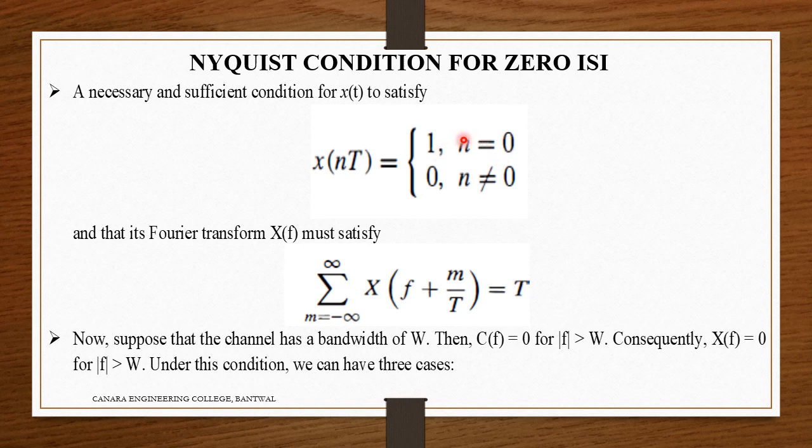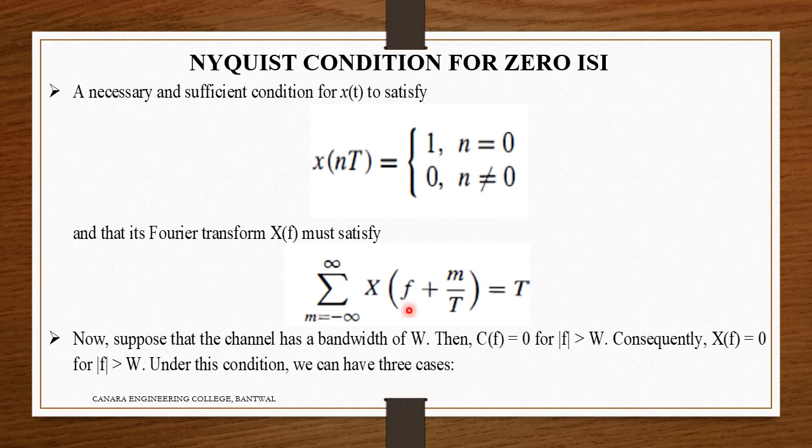If it is other than that, like n equal to 1, 2, 3, and you have any kind of value there, then it indicates the presence of ISI. So this implies that zero ISI is achieved only if no such value is present, and its Fourier transform X(f) must satisfy the summation over m from minus infinity to plus infinity of X(f + m/T) equal to T.